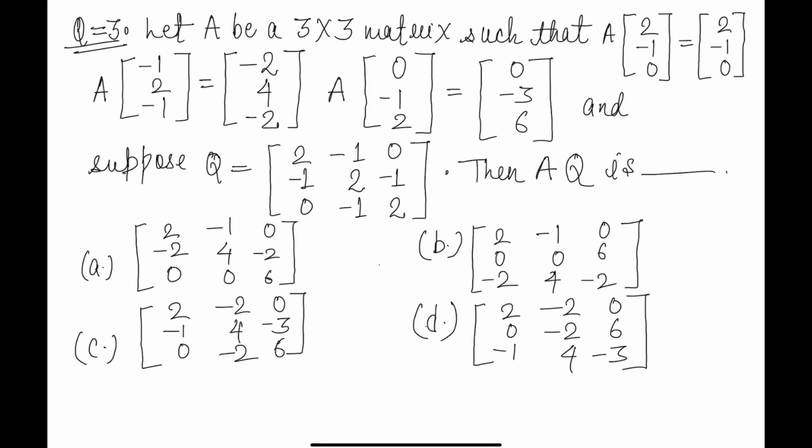Problem 3. Let A be a 3 cross 3 matrix such that A multiplied to a column gives a column. Suppose Q is given, and then find AQ. We have to find AQ. Options are given.